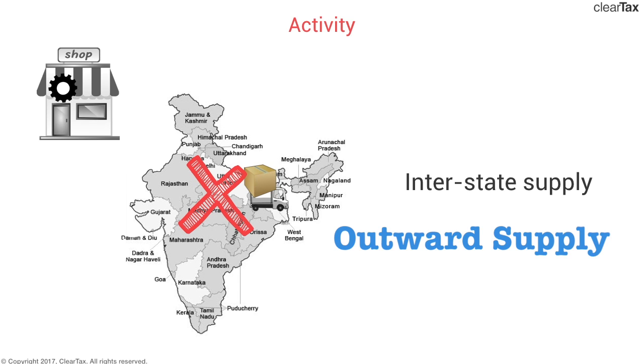Probably the idea behind excluding interstate supply from the purview of compensation scheme is to make it easier, because with interstate revenues, there'll be complications on which state should recognize what revenue. Input credit chain would be broken across states. So to avoid all these complications, interstate supply is kept out of the purview of compensation scheme.